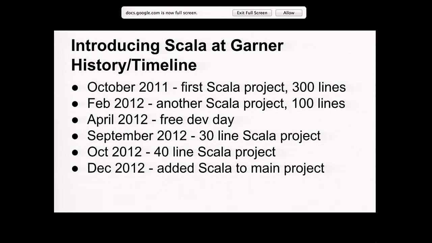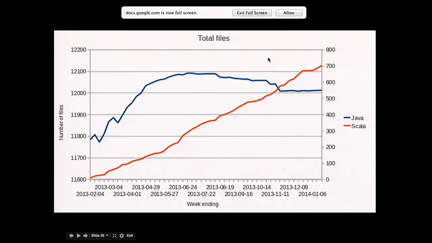it looked like there. Starting early last year, we had about 10 Scala files, just a few that had been made, going up to 700. The number of Scala files is on the right. We still have a ton of Java files. We have around 12,000.